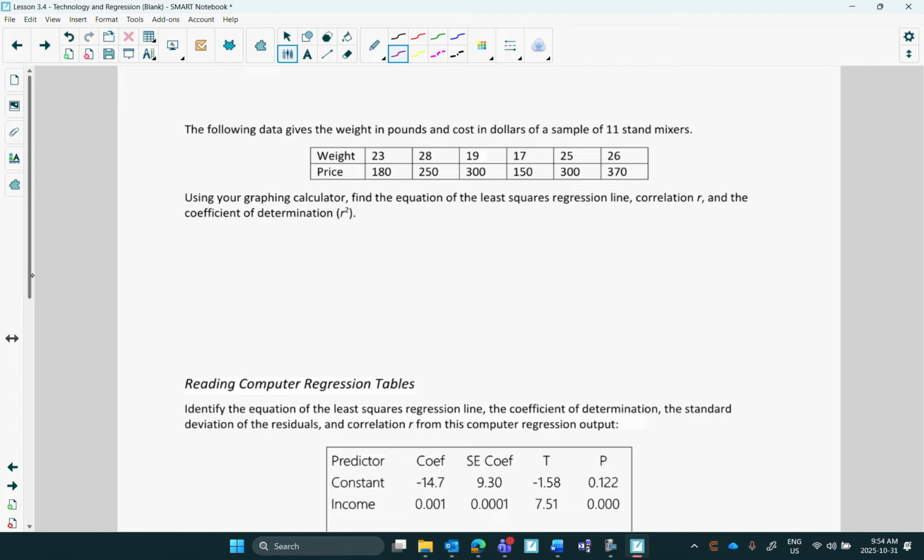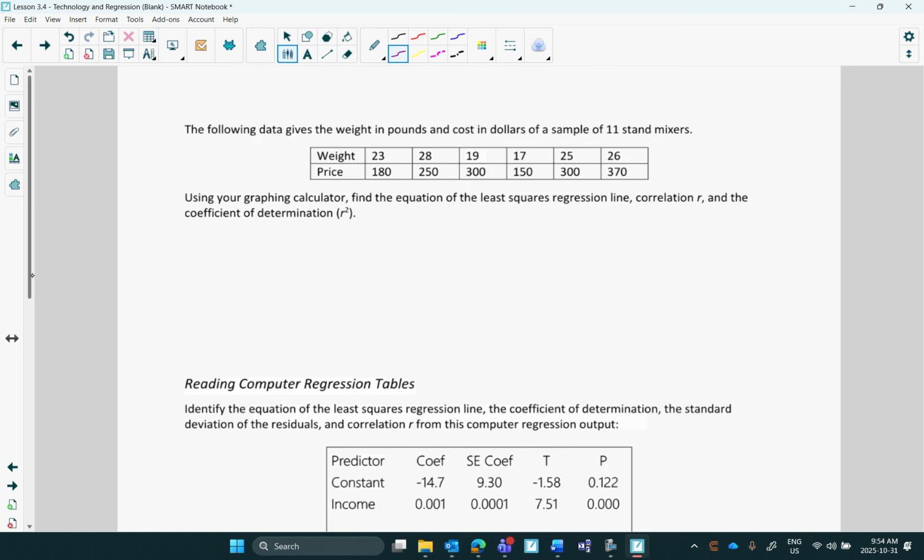Here we have some data. And we've got two variables: the weight of a stand mixer and the price of a stand mixer. Okay. I have to enter those lists in my graphing calculator. Do you remember how to do it? What button you go to get to the lists? Stat. Edit.